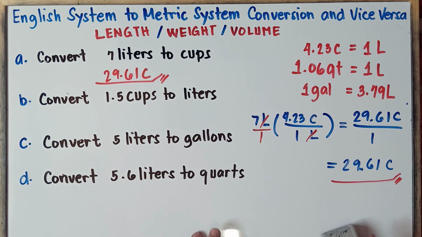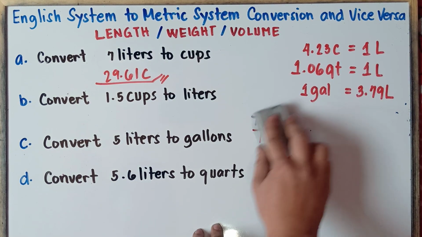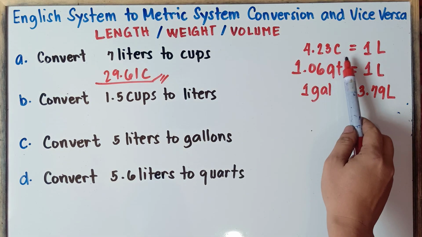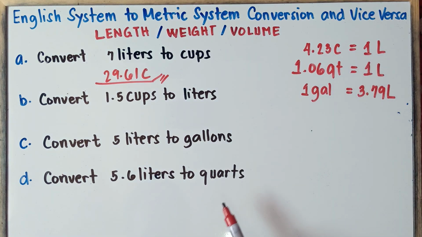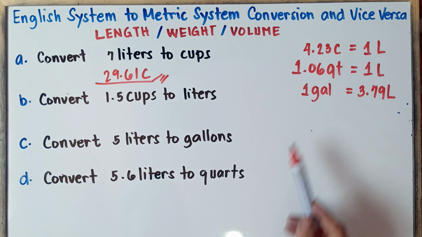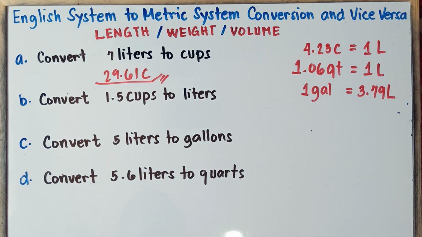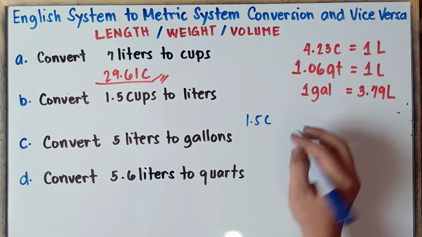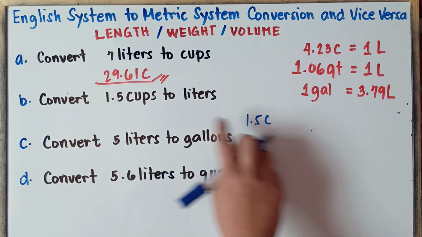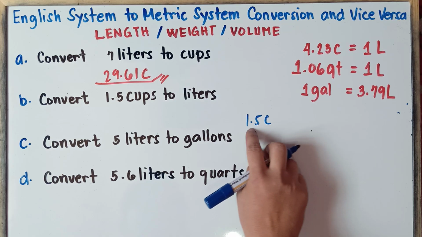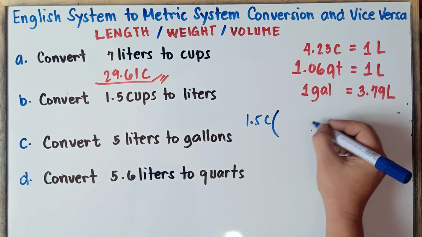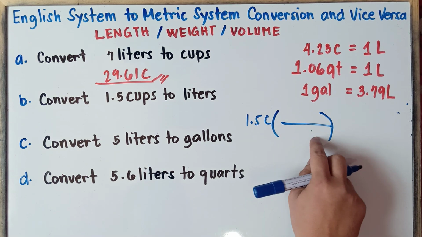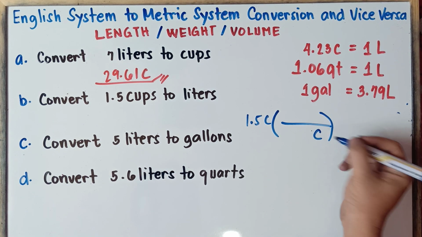Alright, let's have letter B. Convert 1.5 cups to liters. So this will be the conversion. Once again, we will be using this conversion, cups to liters: 4.23 cups is equal to 1 liter. So copy the given 1.5 cups. You can just put C, class, the abbreviation of cups. So 1.5 cups. You put parentheses. Put a fractional bar. If this is cups, the unit on the denominator must also be cups.